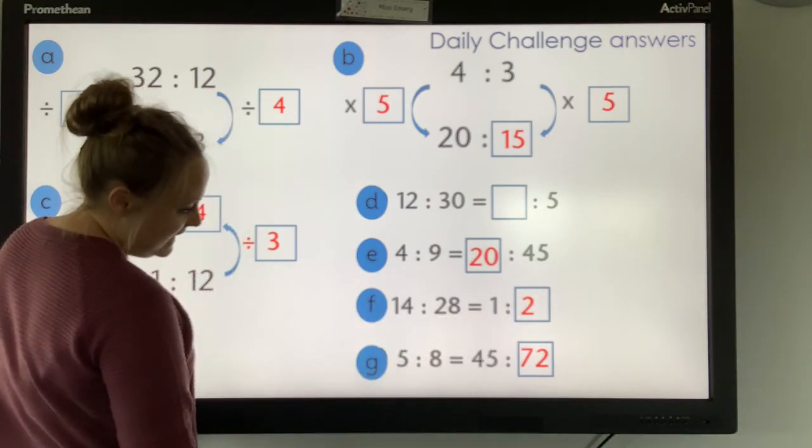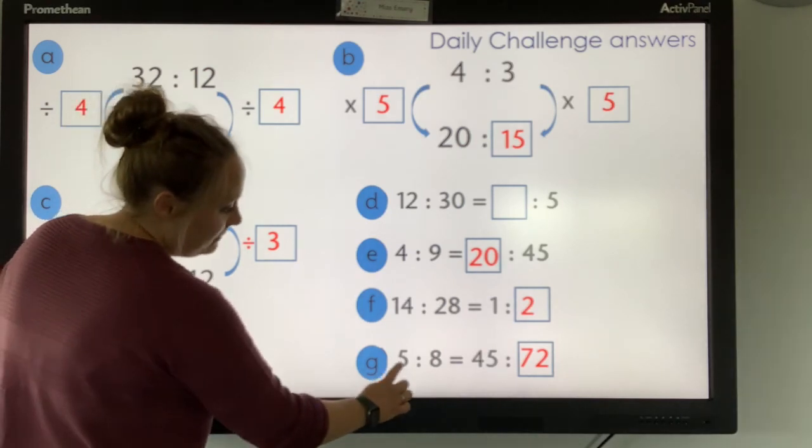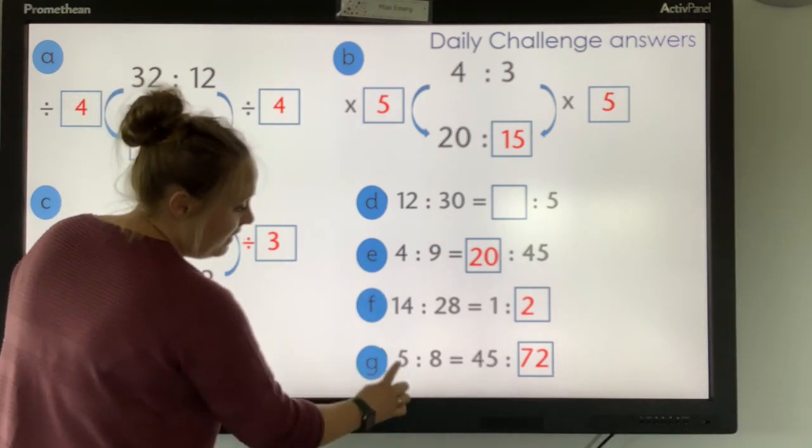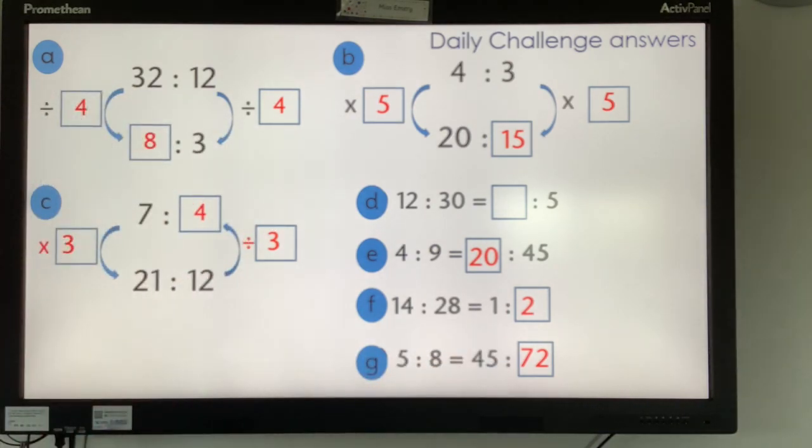And 5 to 8 is the same as 45 to 72. Our multiplying number is 9. 5 times 9 is 45 and 8 times 9 is 72. So well done if you got those correct.